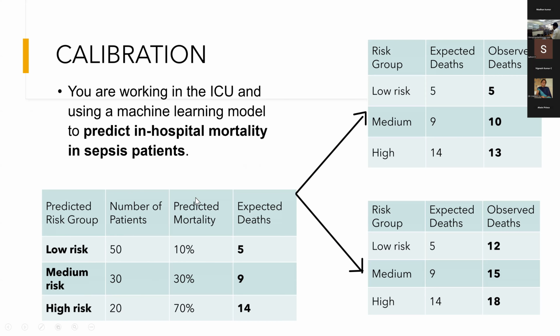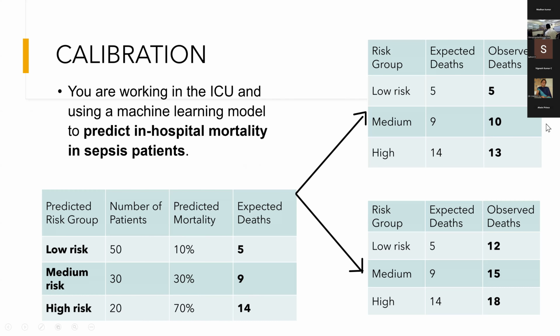And the predicted mortality for the low risk population is 10%. For the medium risk population, it is 30%. And for the high risk population, it is 70%. So as per this predicted mortality and this classification, the expected deaths in the low risk arm would be 5. In the medium risk arm, 30% of 30 would be 9. And in the high risk arm, 70% of 20 would be 14.